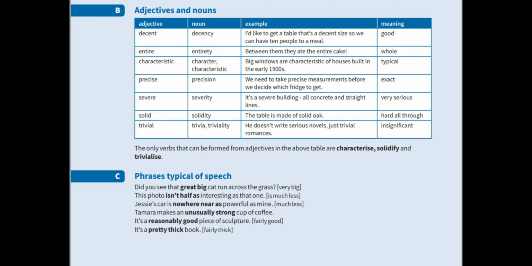The adjective severe describes something serious or extremely plain and strict in appearance. The related noun is severity. For example, it is a severe building with nothing but concrete and straight lines. The adjective solid means hard all the way through. The related noun is solidity. For example, the table is made of solid oak.